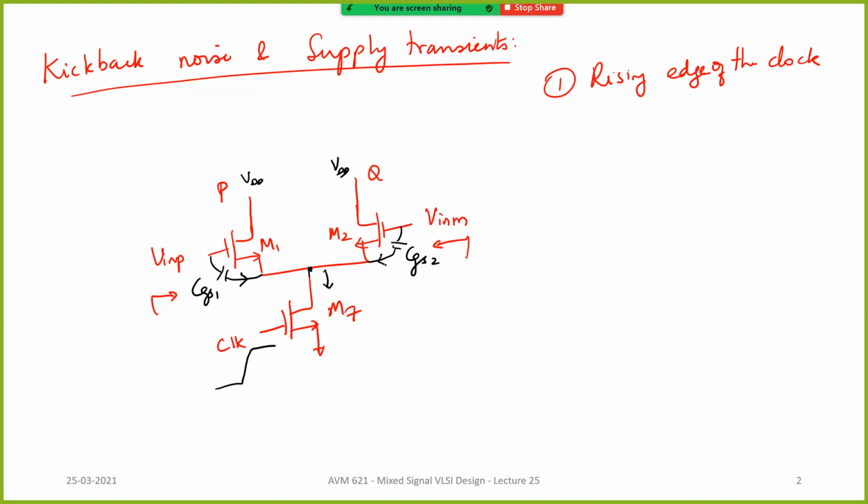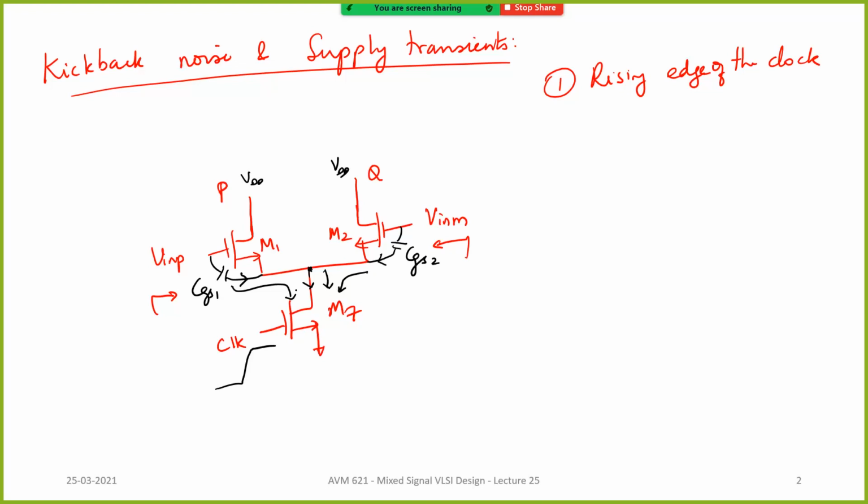And the exact proportion of the current will all depend on the driving point impedance and things like that. But nevertheless, we can safely say that there is going to be some current which is going to come when M7 turns on. Initially, the drain current of M7 is going to come from these two capacitors. Okay.